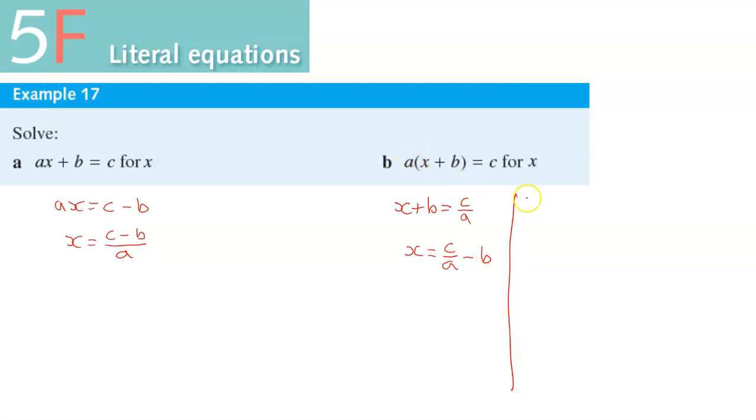Alternatively, I can expand the brackets first. ax plus ab equals c. Then I can subtract this ab from both sides. So ax equals c minus ab. Then I can divide by a.